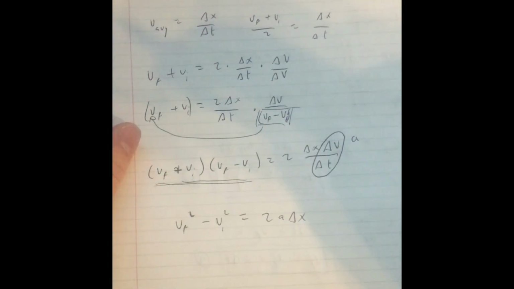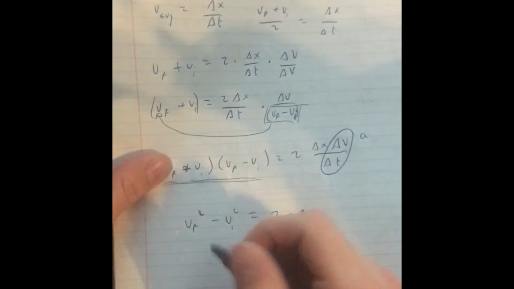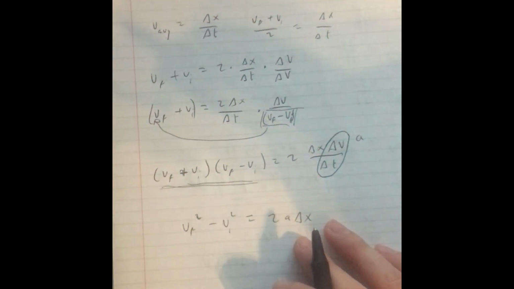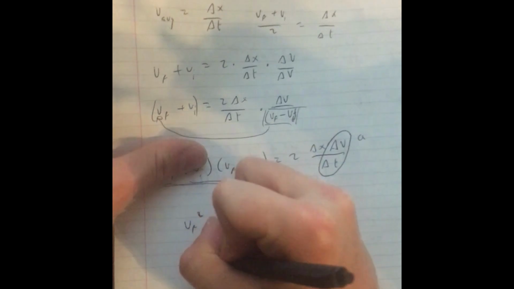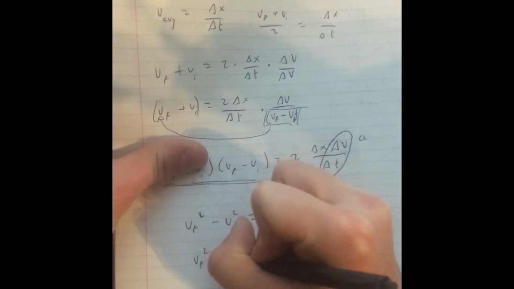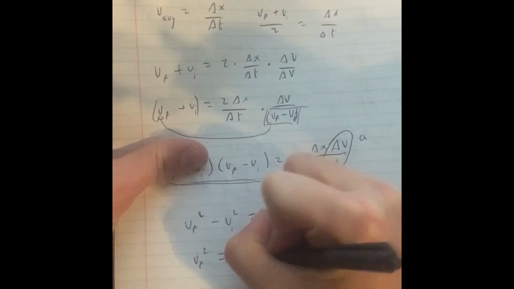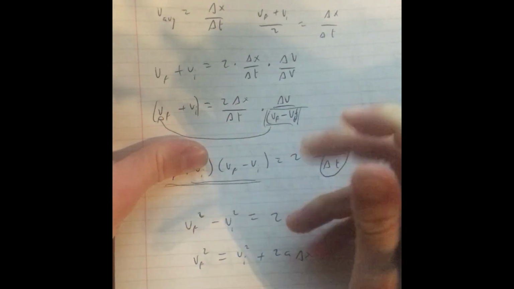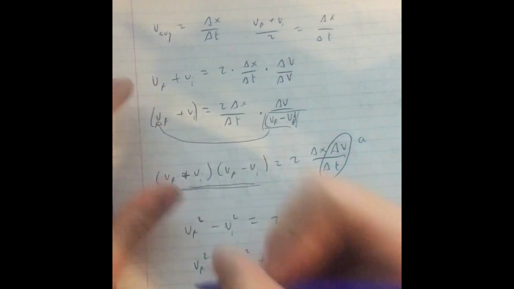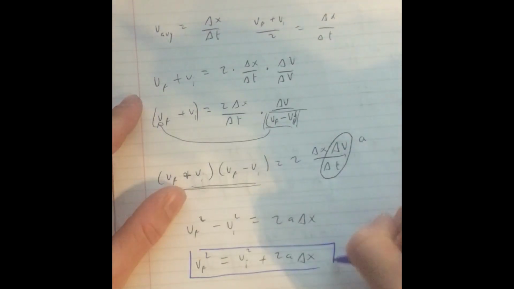And so now we have an equation to find final velocity from initial velocity, acceleration, and total displacement. So final velocity squared equals initial velocity squared plus 2 times acceleration times change in x. And that is going to be our third equation.